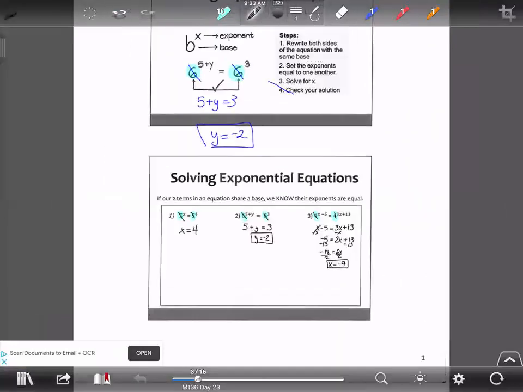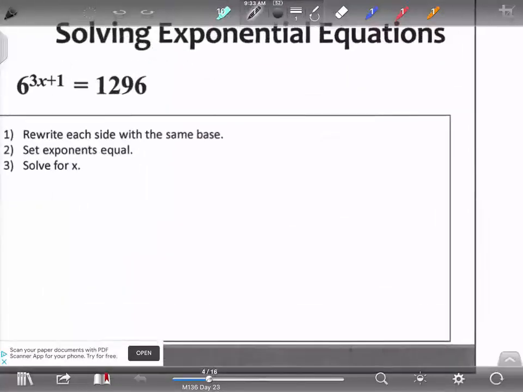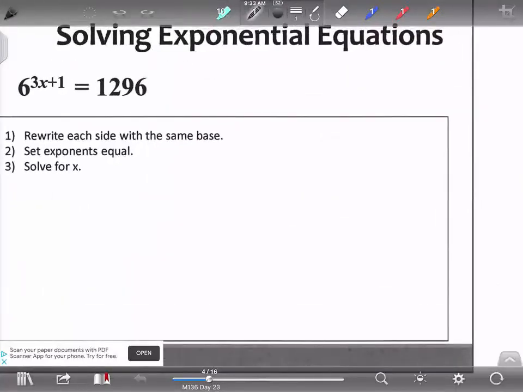All right, so those are best case scenarios where we have like bases. On this one, however, we have a base of 6 on the left-hand side, but the right-hand side does not have a base of 6. So in this situation, we want to rewrite each side so that it has the same base. So we're going to have to rewrite the 1,296 so that we have 6 to the something power.